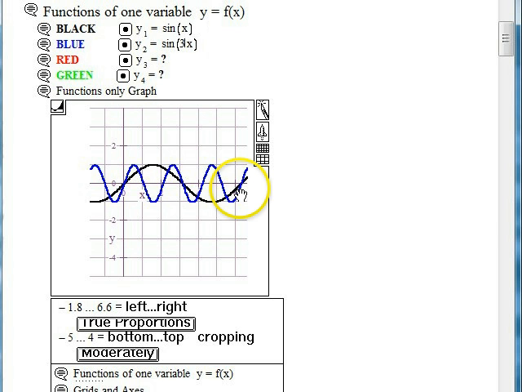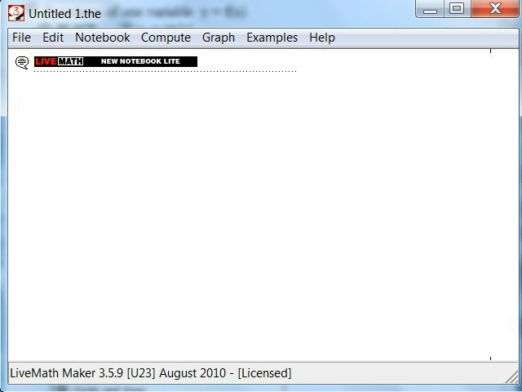So where the black graph has a period of 2 pi, the blue graph must have a period of 2 pi over 3. After a while, we begin to see a pattern here, and there's a definite relationship between that number in there and the period. So for instance, if we have the sine of b times x, I'm going to use b because that's what the book uses, then the period of this graph is going to equal 2 pi divided by, select that whole thing and say divided by b.